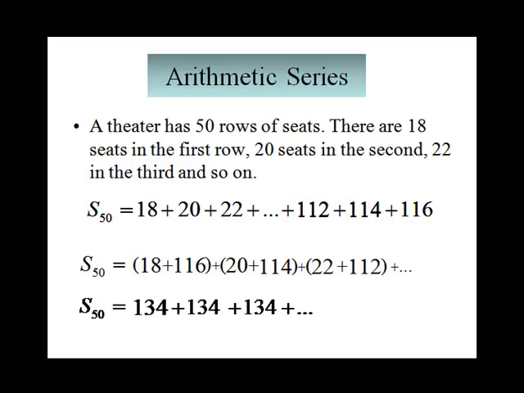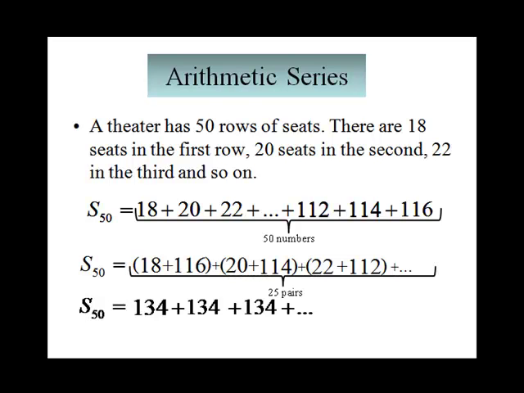Well, we can do repeated addition with multiplication. We just need to know how many 134s there are. Now remember, our series has 50 numbers in it. Well, when we split those up into pairs, we get 25 pairs. So to finish off this problem, we have 25 times 134, because we'd have 134 for each pair and 25 pairs, giving us a total of 3,350 seats in the theater.